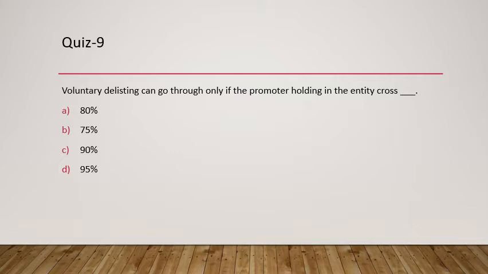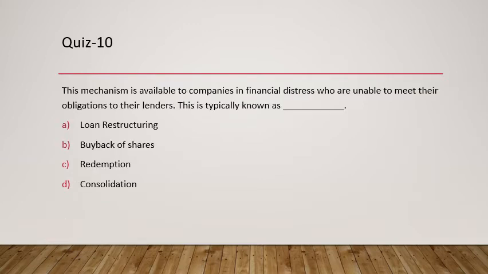Voluntary delisting can go through only if promoters holding in the entity crosses what percentage. So as per SEBI guidelines, it must cross 90%. So the answer is C. We move on to the 10th question, and I'm moving a little quickly because anyway you can stop the video, read it. Otherwise the video would be a very lengthy one, which I don't want it to be.